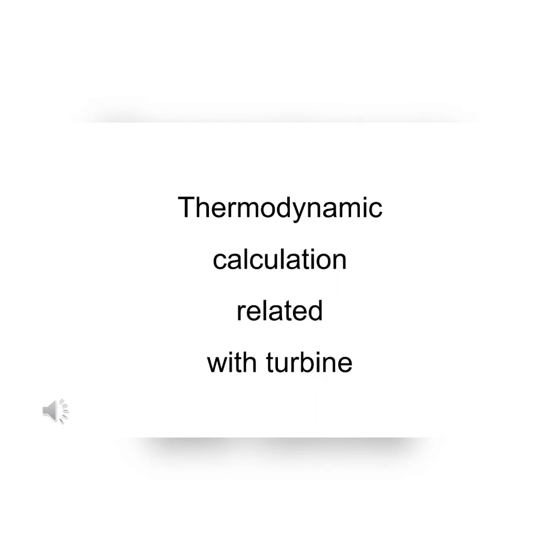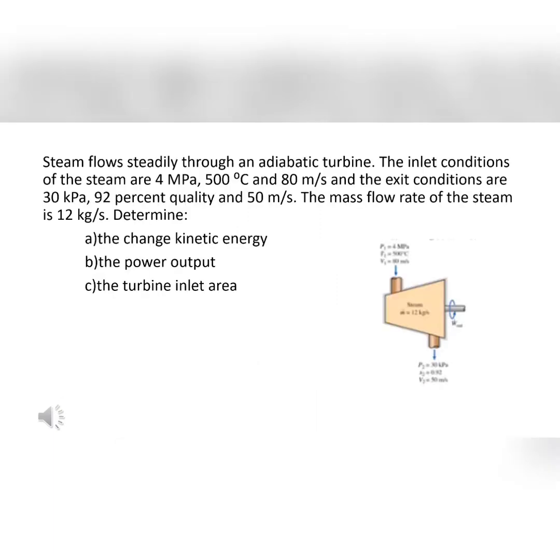Thermodynamic calculation related to a turbine. Steam flows steadily through an adiabatic turbine. The inlet conditions of the steam are 4 MPa, 500 degrees and 80 m/s, and the exit conditions are 30 kPa, 92% quality and 50 m/s. The mass flow rate of the steam is 12 kg/s.